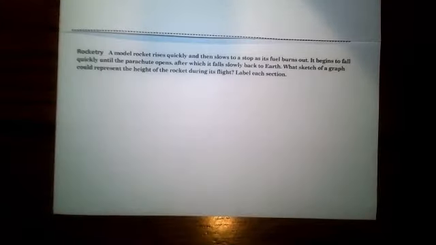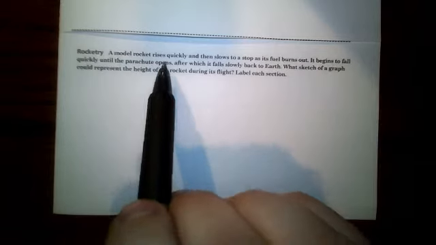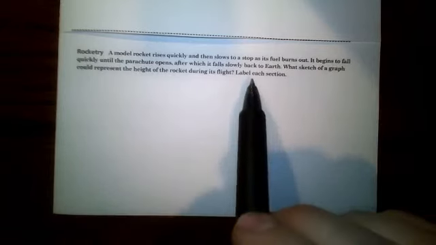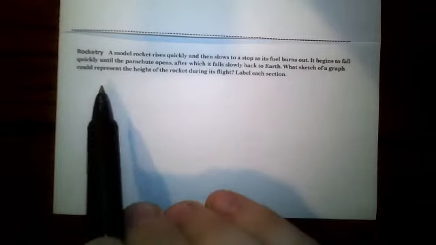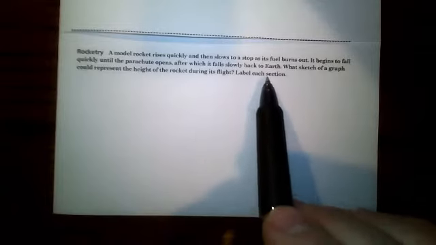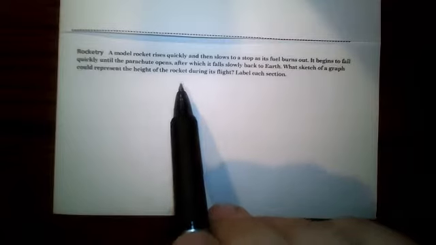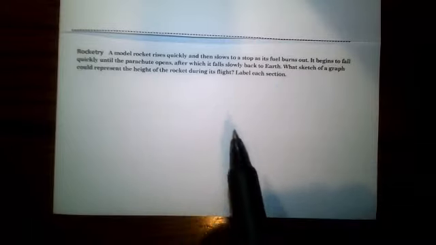For our last example, we're given this situation. A model rocket rises quickly and then slows to a stop as its fuel burns out. It begins to fall quickly until the parachute opens, after which it falls slowly back to Earth. What sketch of a graph could represent the height of the rocket during its flight? Label each section. So now we're given a story and we're asked to make a graph out of it.